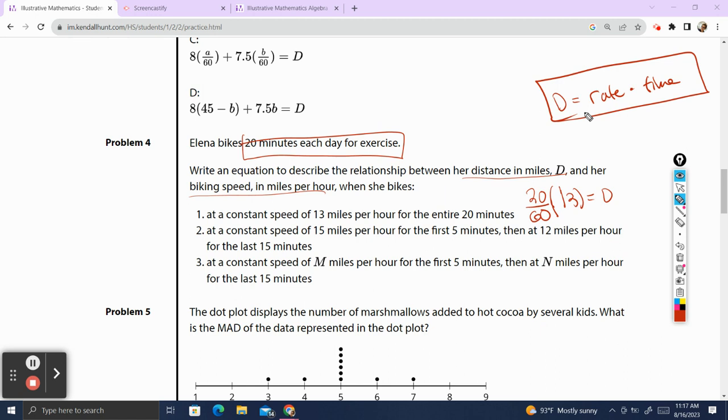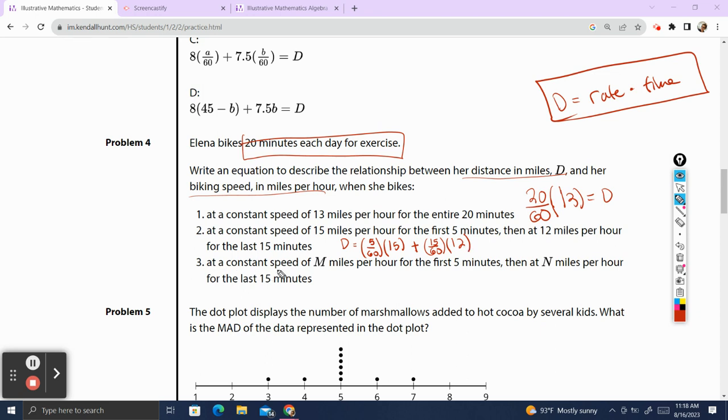2. At a constant speed of 15 miles per hour for the first 5 minutes, then at 12 miles per hour for the last 15 minutes. So our distance here is going to be rate times time. So for the first 5 minutes, that's 5 over 60, because we're turning it into an hour, times our rate, which is 15 miles per hour, plus for the next 15 minutes, we're going to say 15 over 60, converted to an hour, times our second rate, which is 12 miles per hour. That sounds like the type of run that I would go on, but this is biking speed.